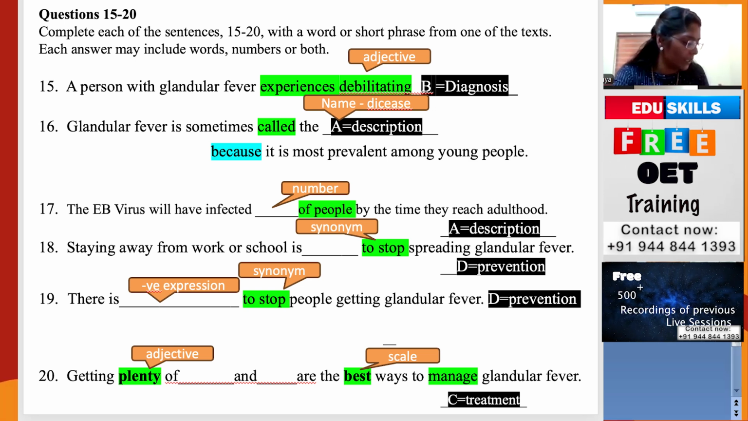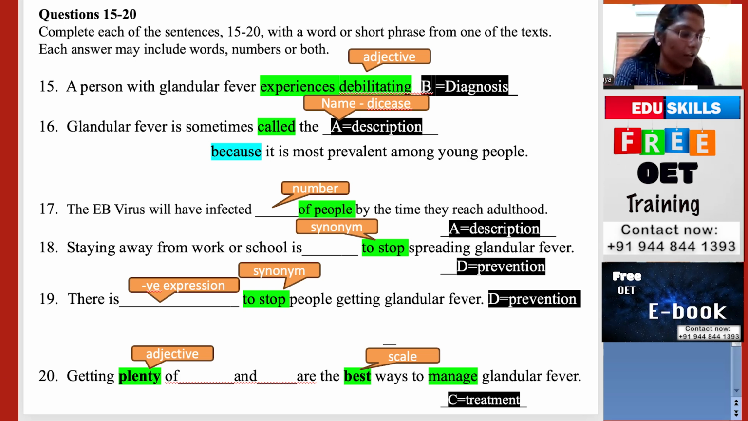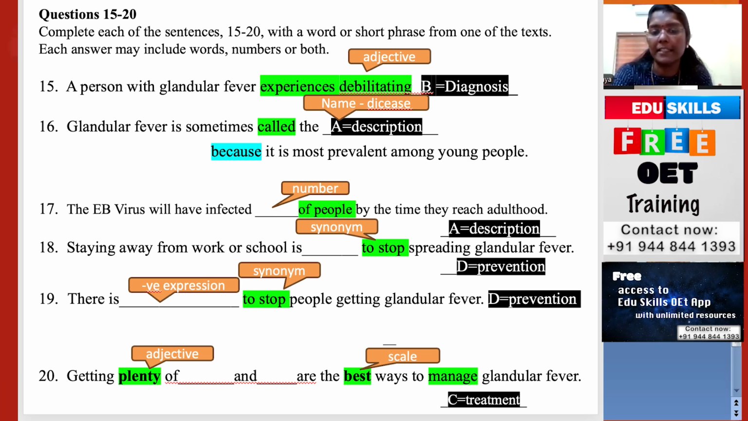Then what is the next question under B, the 15th one? Am I right? Yes, sister. The 15th one: a person with glandular fever experiences debilitating. Where is it? Experience debilitating. Debilitating is the same word we can see in text B: debilitating tiredness and fatigue. Check the spelling of your answer.